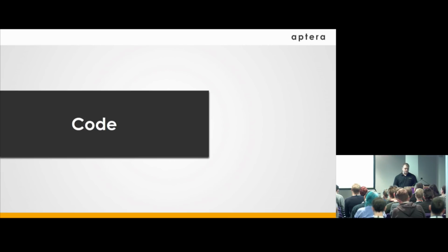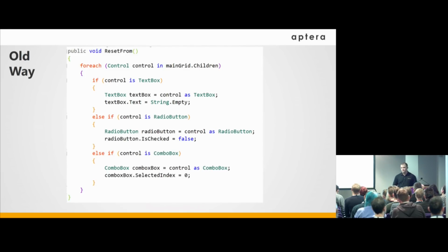So let's look at some code. Let's say that you are working on a WPF application, and you need to be able to reset all the controls on a given form. The user has entered some data. For whatever reason, they don't like it. You just want to set it back to the default state.